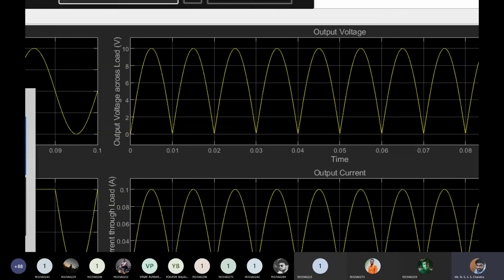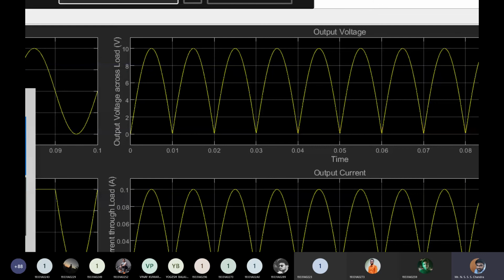Okay, and then your ripple factor. What is ripple factor? Under root form factor square minus 1. Because form factors are identical, your ripple factor will also be identical. What is the ripple factor value you are getting? 0.483. So here for the center tapped configuration also, your ripple factor will remain the same.